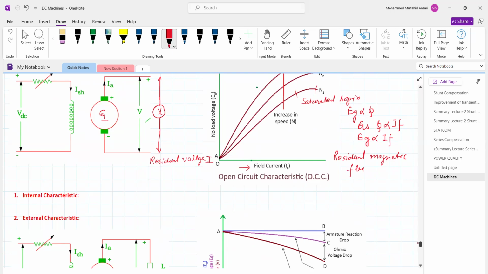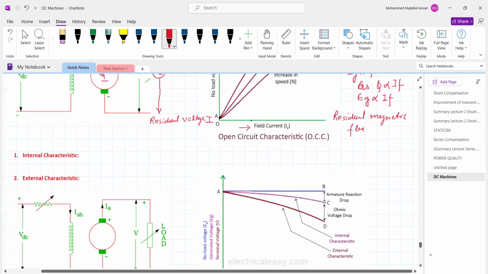Second is the external and internal characteristic. First is the internal and second is the external characteristic. For finding them, we plot the EMF generated versus armature current for the internal characteristic, and the terminal voltage versus armature current or load current for the external characteristic. So to determine the internal and external characteristics, it is necessary to have an armature current.